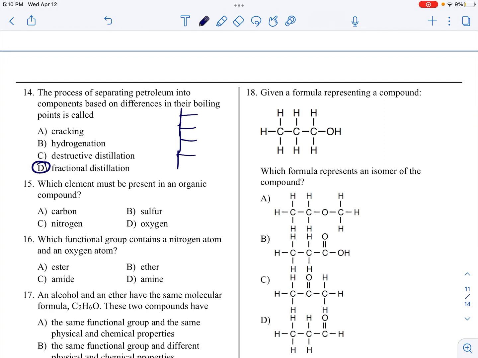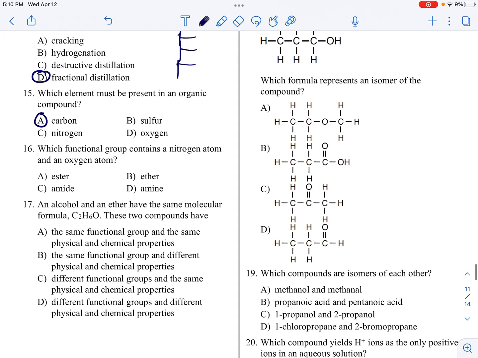Which element must be present in an organic compound? A. What functional group contains nitrogen and oxygen? So I'd have to go to reference table R to figure that out. And we'll see that it is an amide.